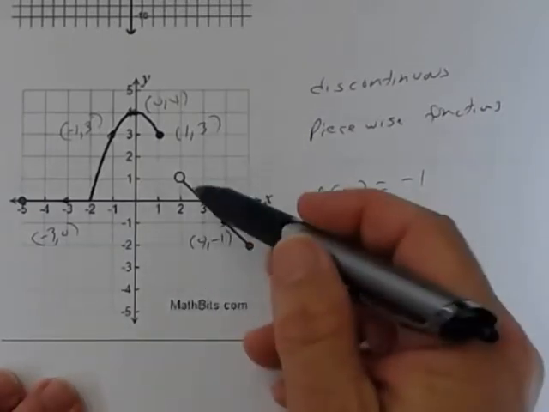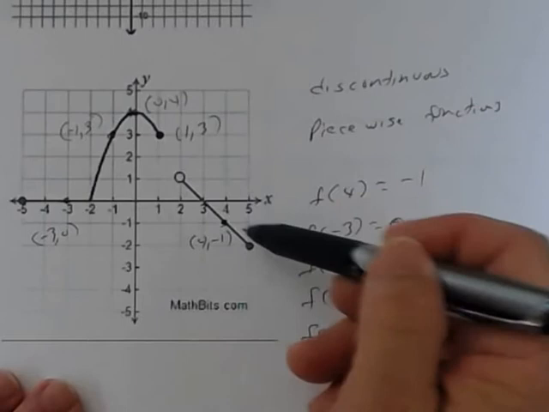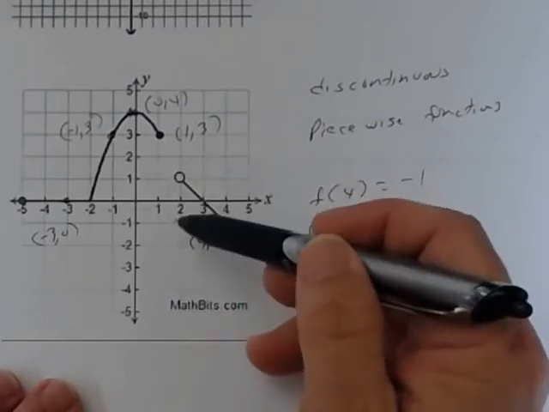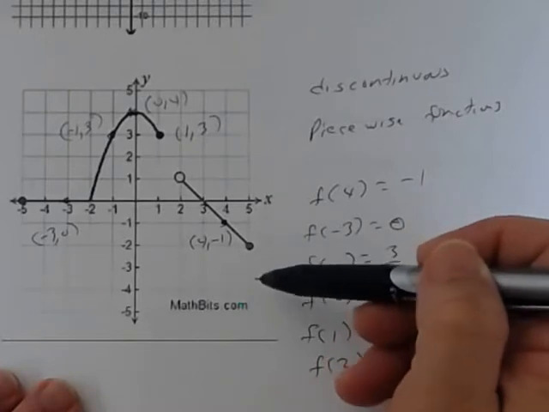So if you were to write the domain, for this little part of the graph you would use parentheses. Remember, parentheses is not part of the domain. See how this is closed? You would use a bracket.